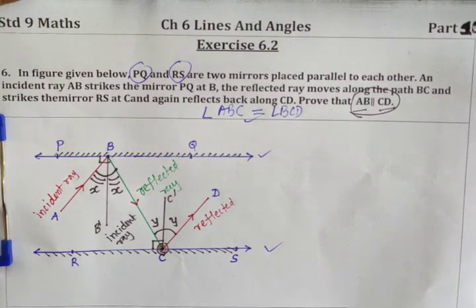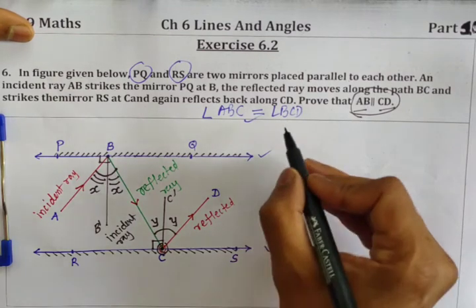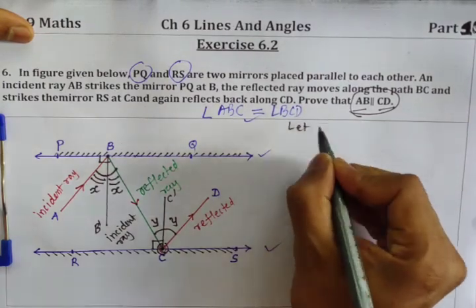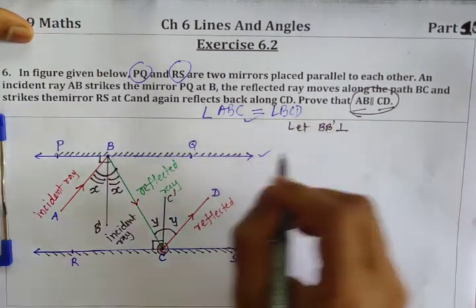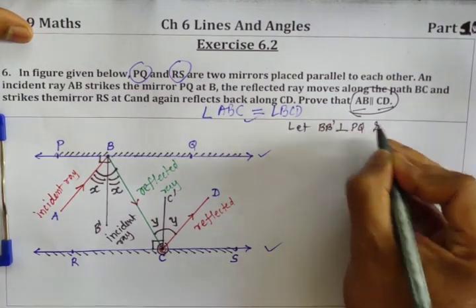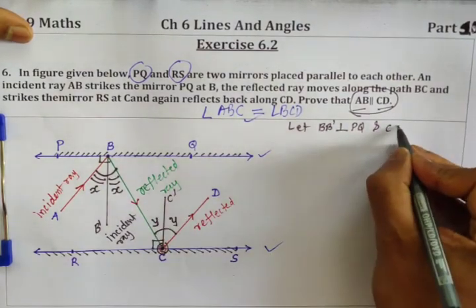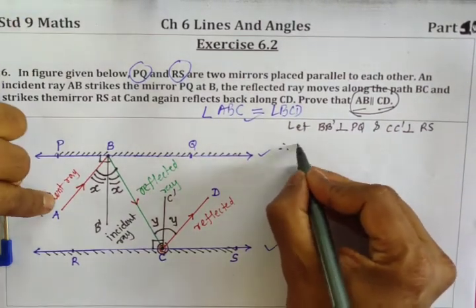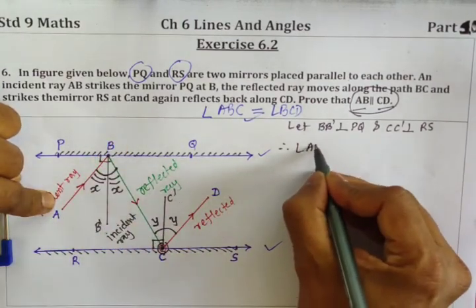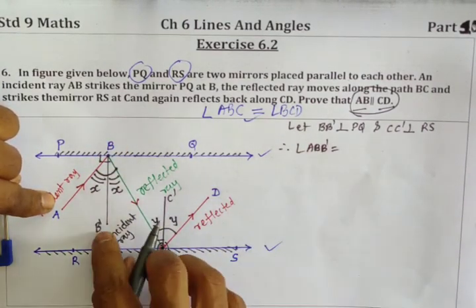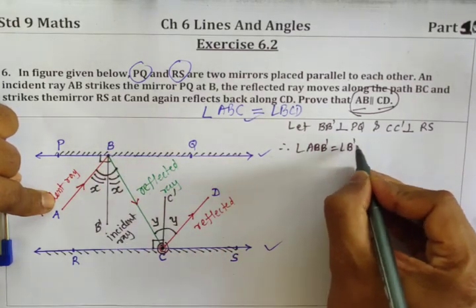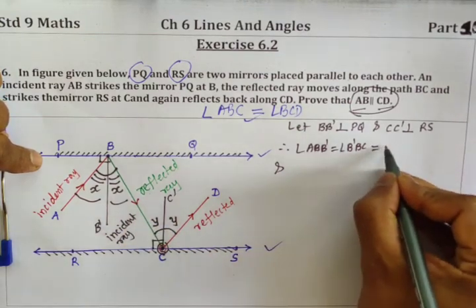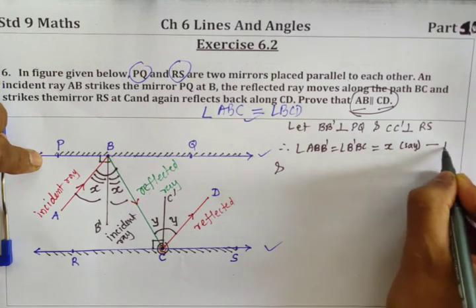We have to write this statement. Alright? Okay. So I'll start with this. Let BB dash be perpendicular to PQ and CC dash be perpendicular to RS. Therefore, angle ABB dash is equal to angle B dash BC. Angle B dash BC is the angle of incidence. This is the angle of reflection. And that is equal to X, say. And we are going to call it result 1.